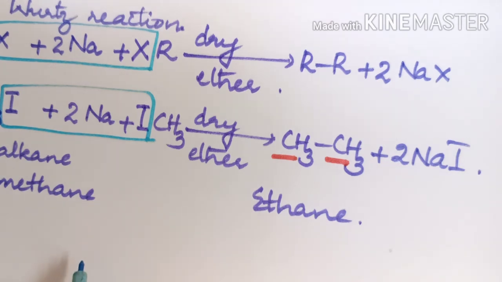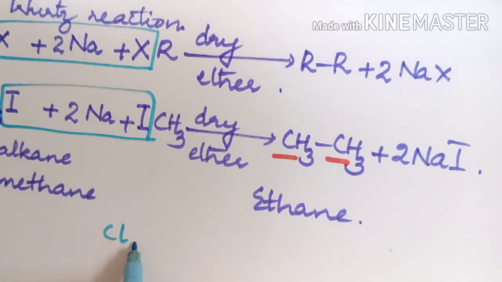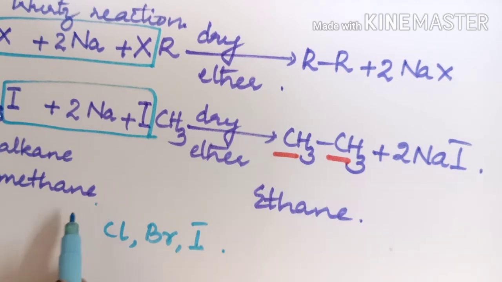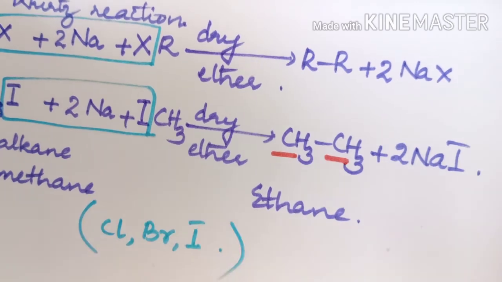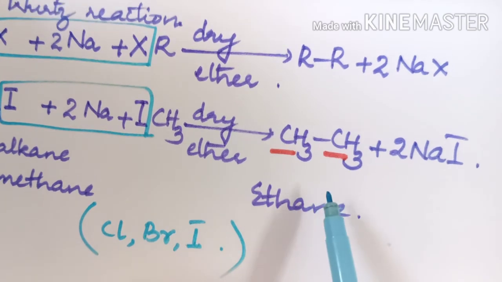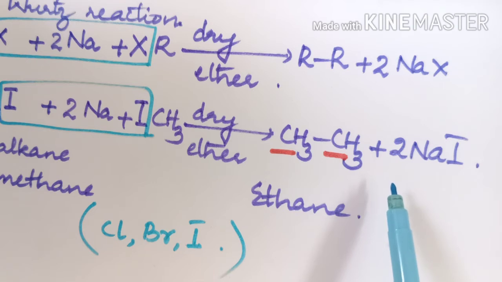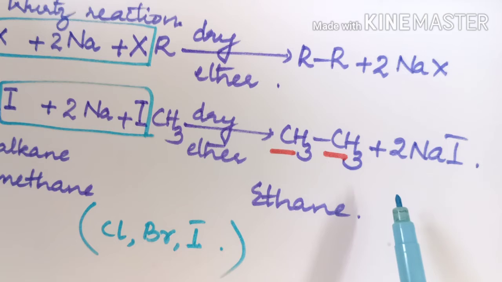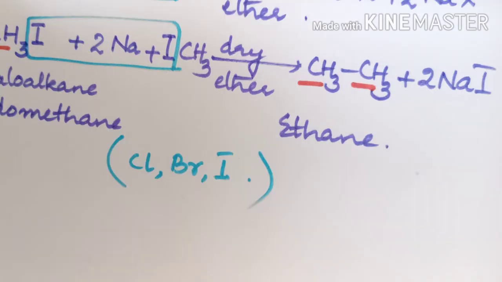This reaction is answered mainly by chloro compounds, bromo compounds and iodo compounds. Here, the net reaction involves the formation of symmetrical alkane. That means it produces an even number of carbon atoms in the product. Now the question is, how will you prepare methane? So for that, the third method is used.